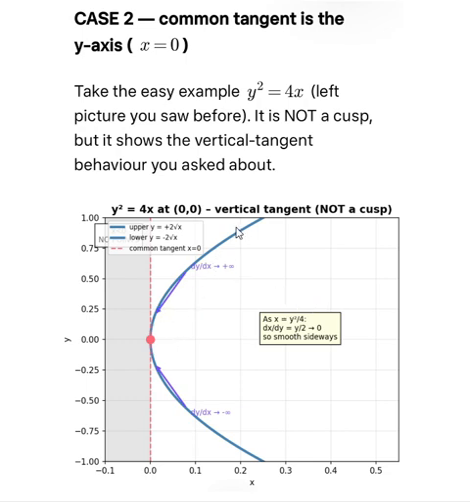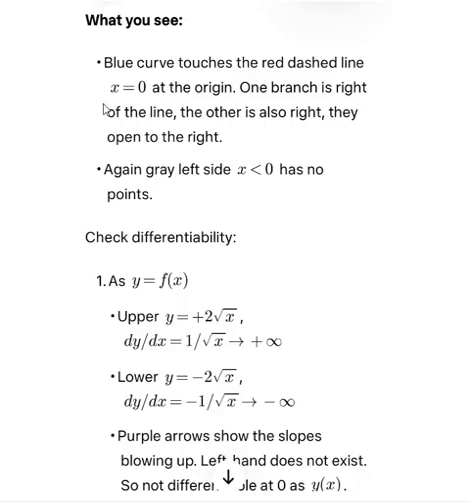But if you consider a branch itself, what happens? If you consider individual branches, then also it is not differentiable, because dy by dx is going to tend to infinity. They're telling the same thing here. Blue branches, okay, what happens again? On the left side, x is less than 0, there are no branches. One branch is right up, the other is also right, they are open at the right.